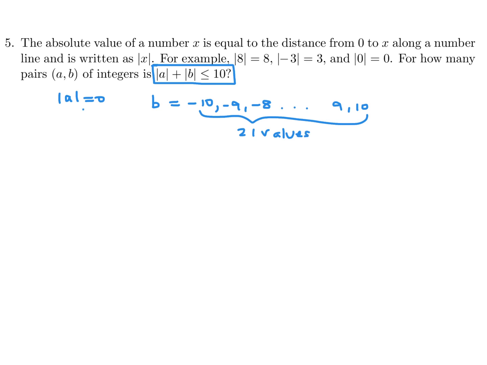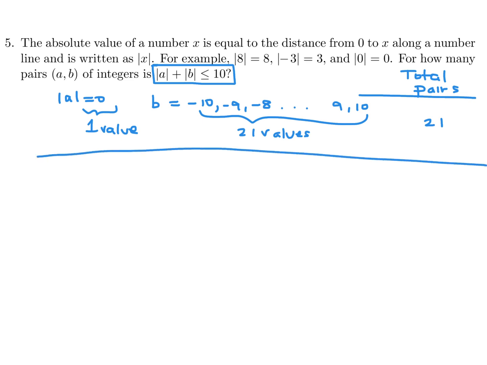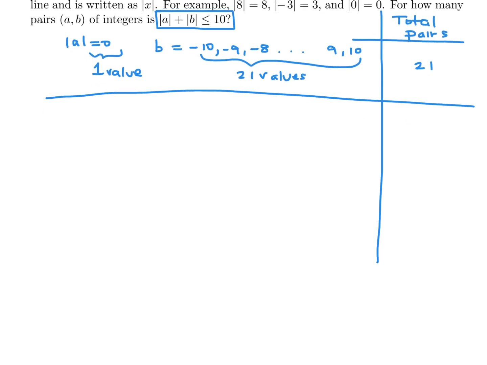So you have one value here, one value here. So the number of total pairs, I'll put that over here, would be 21 for this scenario. Got it. So we continue in that fashion.